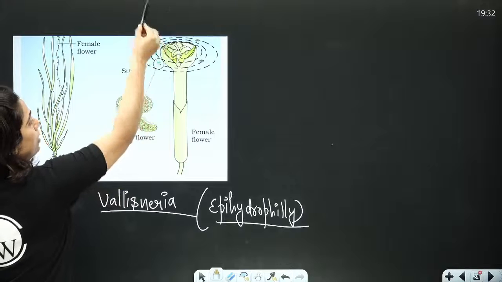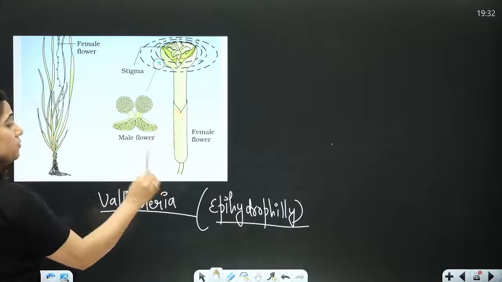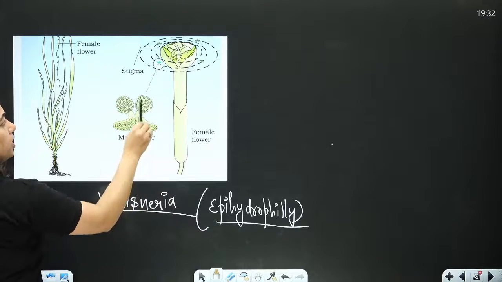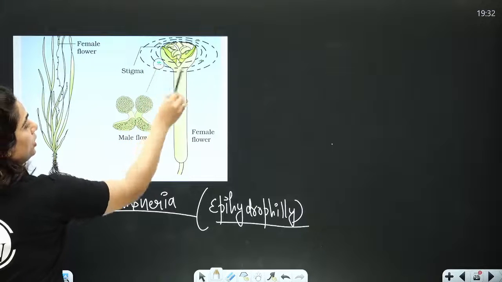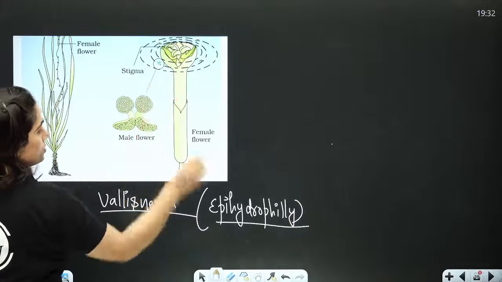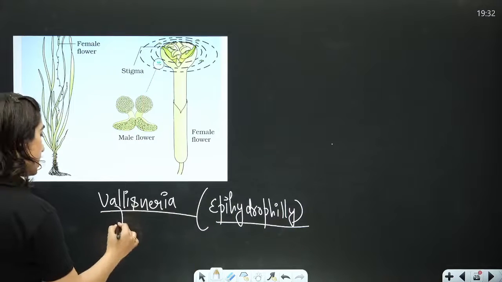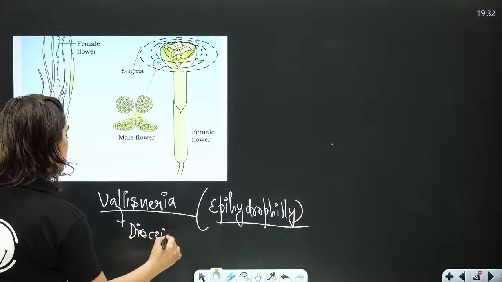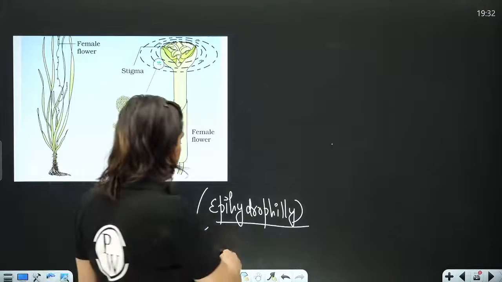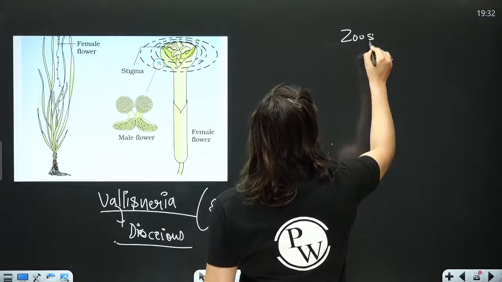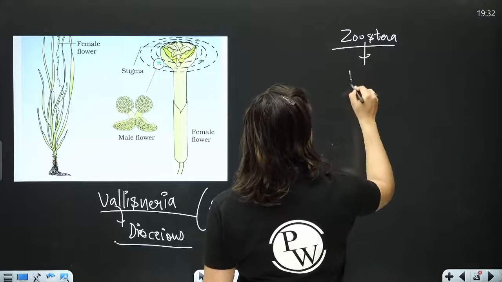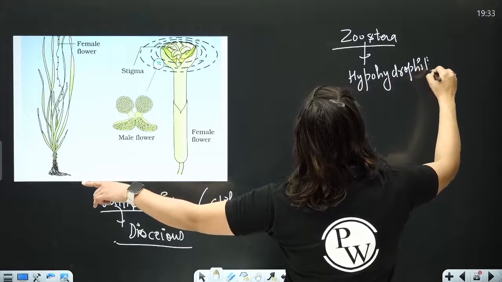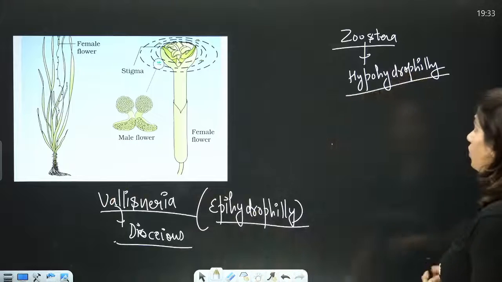It is not exposed to the air, but it is present just at the surface of the water. And the male flowers will be detached from the male plant, and they come towards the stigma at the surface, and the pollination will occur at the surface of water. This is epihydrophily. And Vallisneria again is a dioecious plant. That means the male plant is different and the female plant is different. Okay. In Zostera, hypohydrophily is seen. That means pollination occurs below the water surface. In Vallisneria, it occurs at the water surface.